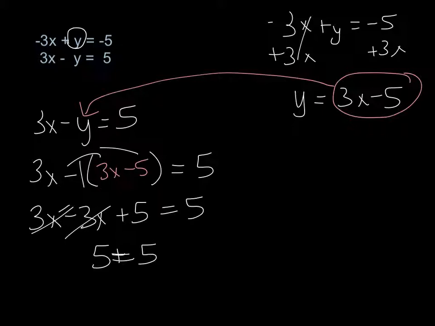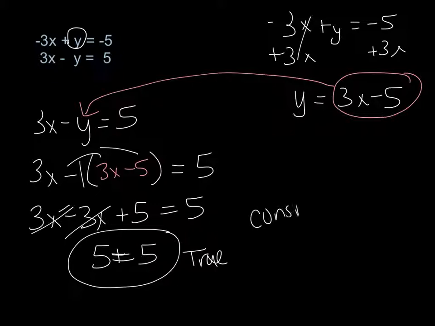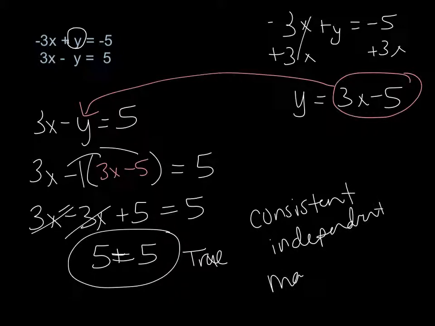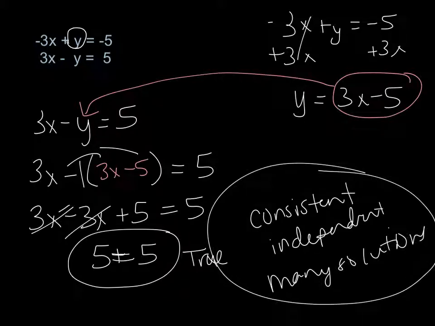So notice how the variable dropped out, and because that has happened, we end up with a true statement, which means that this is consistent. And since 5 equals 5 and there's no variable, we say it's independent, which means there's many solutions. If we were to get a false statement, then there would be no solution and it would be inconsistent.